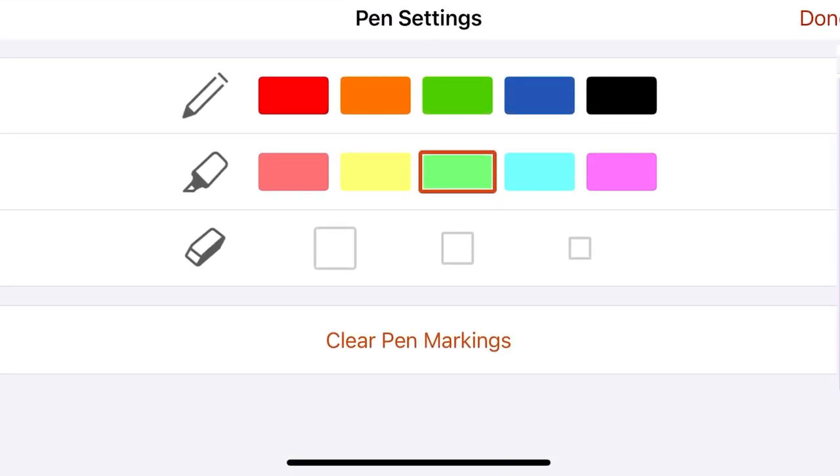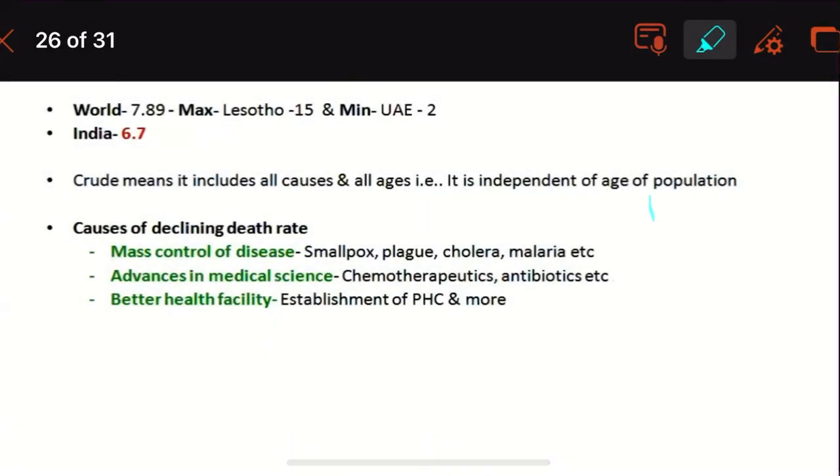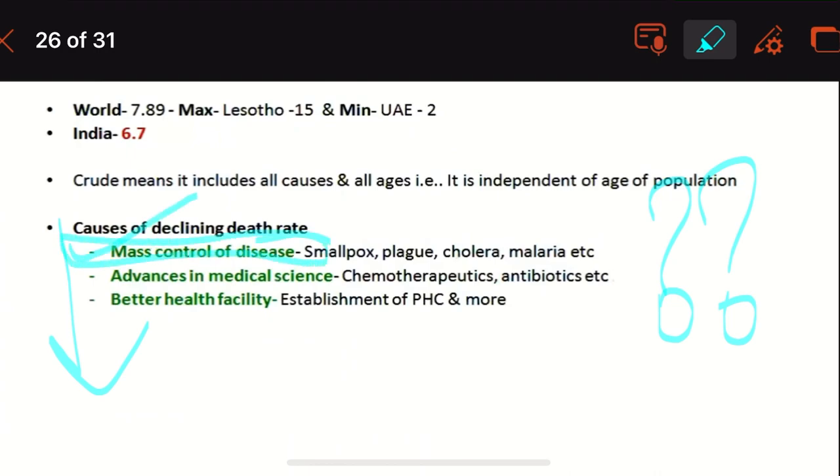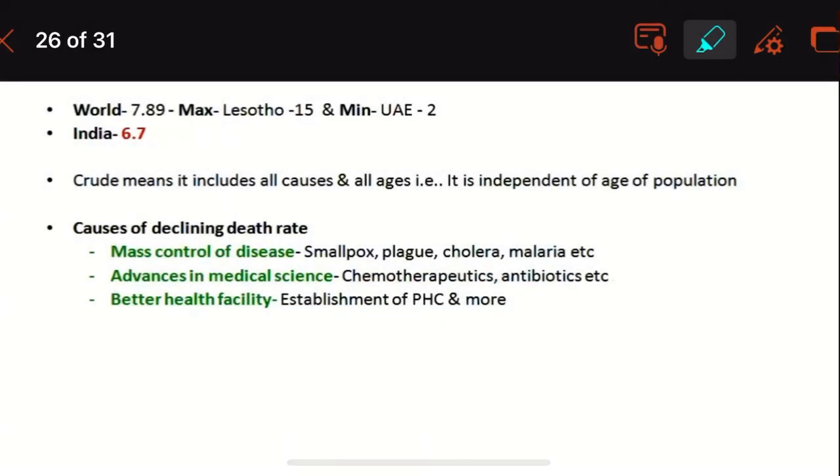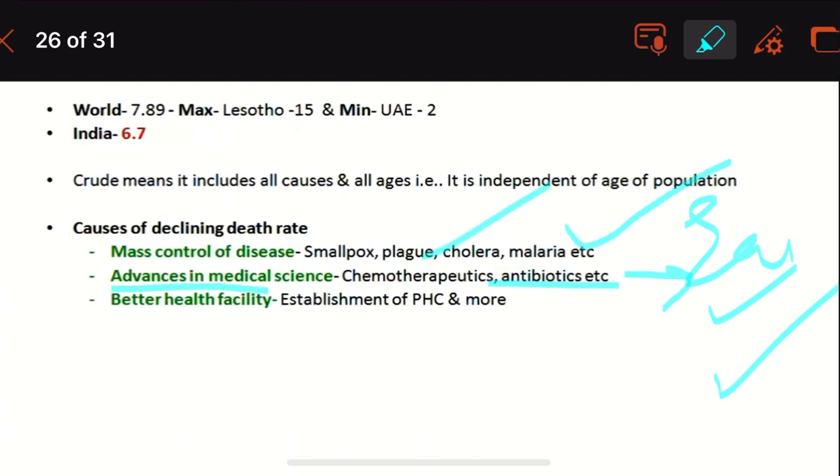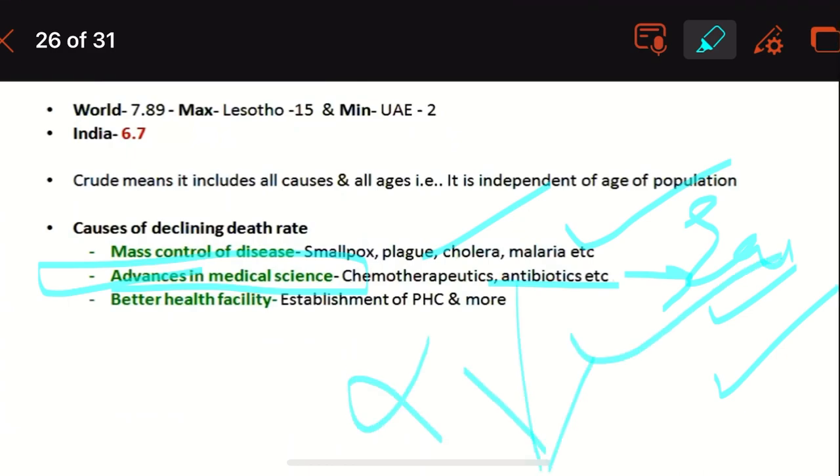Causes of declining death rate. The death rates have started to decline. Now what is the cause for the decline in the death rate? There is a mass control of the diseases. Fortunately, diseases like smallpox, plague, cholera and malaria have been controlled, which is reducing the death rates. We have advances in the medical sciences, like chemotherapy and antibiotics. Early detection, early diagnosis and treatment have started. In this way, advances in the medical sciences are improving the health condition. As a result, the death rates are reducing.